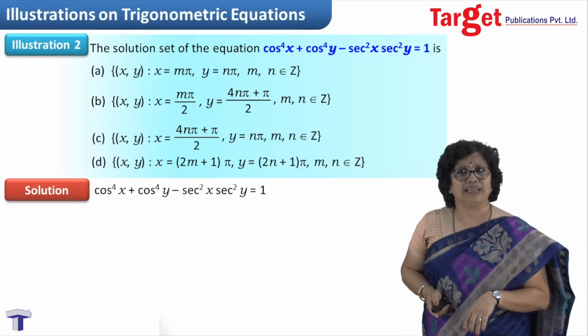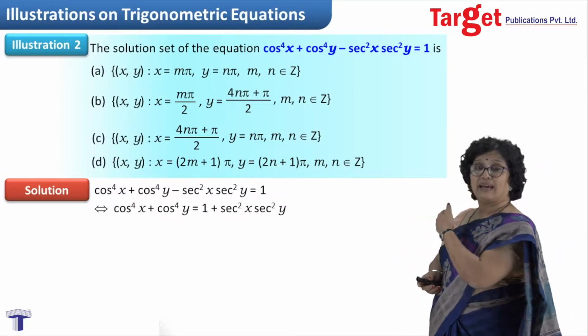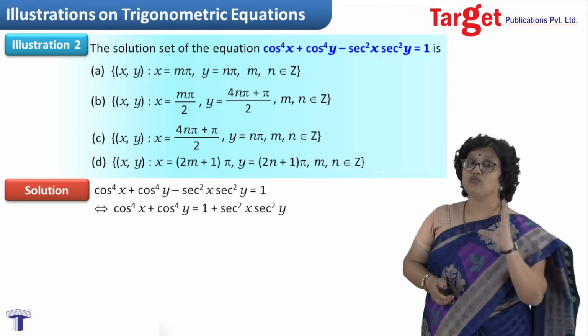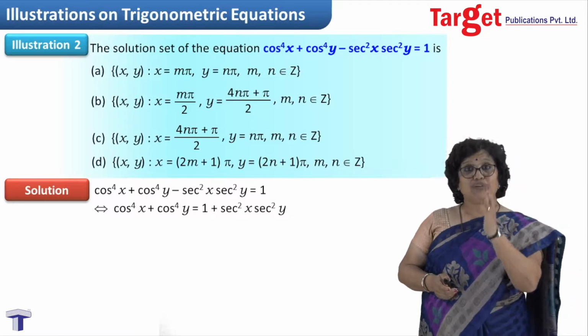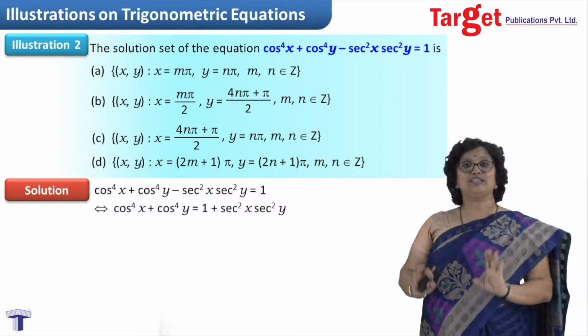Then what could be the other method? The other method is I take the sec square x, sec square y term to the other side and write the equation as cos 4th x plus cos 4th y equal to 1 plus sec square x, sec square y. And that actually finishes the problem.